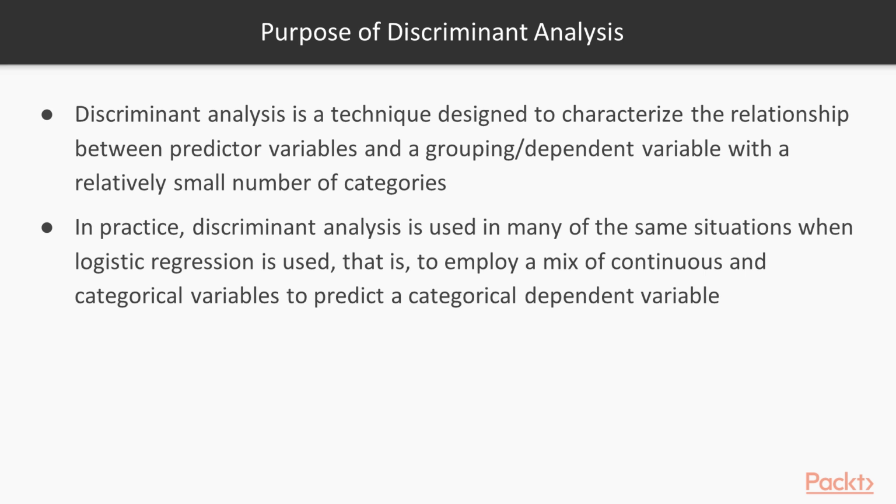Now, the main purpose of discriminant analysis is that it's going to show the relationship between a group of predictors, these are your independent variables, and a grouping variable, which is going to be your dependent variable, and typically this grouping variable has less than 5 categories. Now, what discriminant analysis is going to do is show the relationship between these groups of variables by creating a linear combination of predictors that best characterize the differences among the groups in the dependent variable.